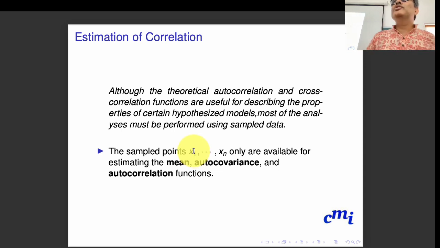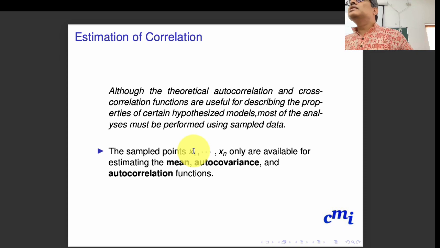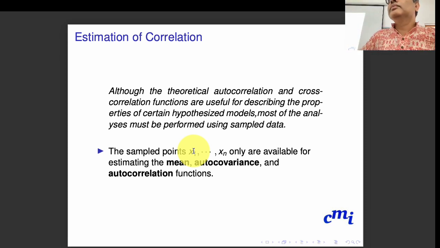functions. Once you estimate the autocovariance, just take h equal to 0, that will give you the variance. The lag equal to 0 will give you the variance. So that's all. All I am interested in is calculating the mean, the autocovariance and the autocorrelation function.